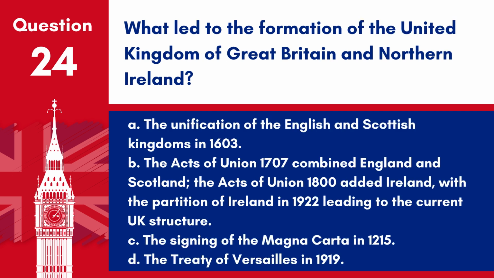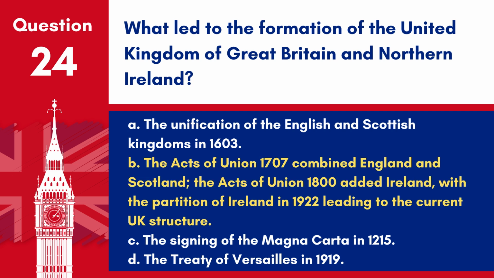Question 24. What led to the formation of the United Kingdom of Great Britain and Northern Ireland? A. The unification of the English and Scottish kingdoms in 1603. B. The Acts of Union 1707 combined England and Scotland. The Acts of Union 1800 added Ireland, with the partition of Ireland in 1922 leading to the current UK structure. C. The signing of the Magna Carta in 1215. D. The Treaty of Versailles in 1919.